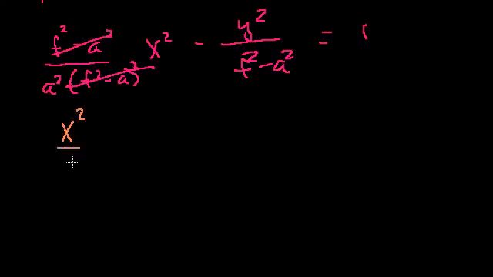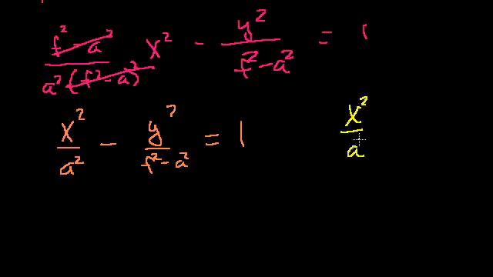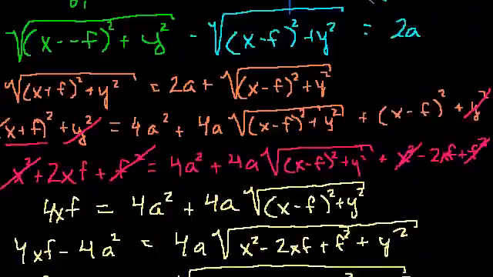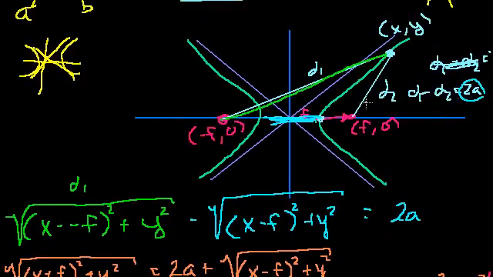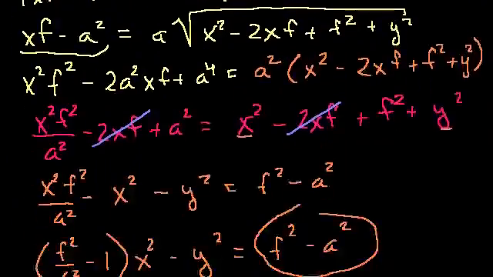We get x squared over a squared minus y squared over f squared minus a squared is equal to 1. Now this looks a lot like our original equation of the hyperbola, which was x squared over a squared minus y squared over b squared is equal to 1. In fact, this is the equation of the hyperbola, but instead of writing b squared, since we wrote it, we essentially said, what is the locus of all points where the difference of the distances to those two foci is equal to 2a? And we just played with the algebra for a while.